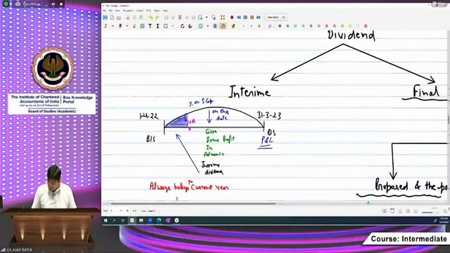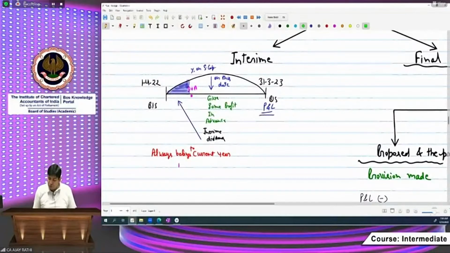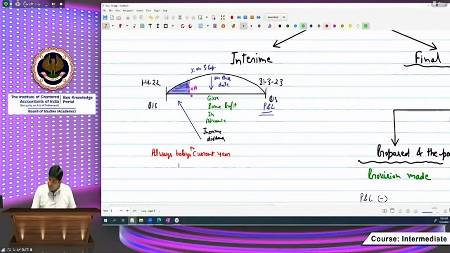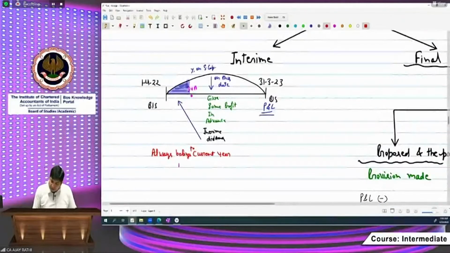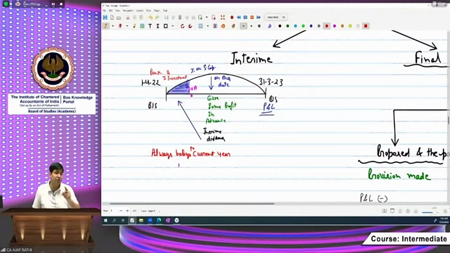Good morning, beta Pranav. Beta see, if interim dividend belongs to pre-acquisition, then that will have the treatment of recovery of cost. As you know, what you have learned in the first group: bank account debit to investment, as a recovery of cost for the pre-acquisition period dividend. You have already learned this in the first group in the investment chapter. Bank account debit to investment.